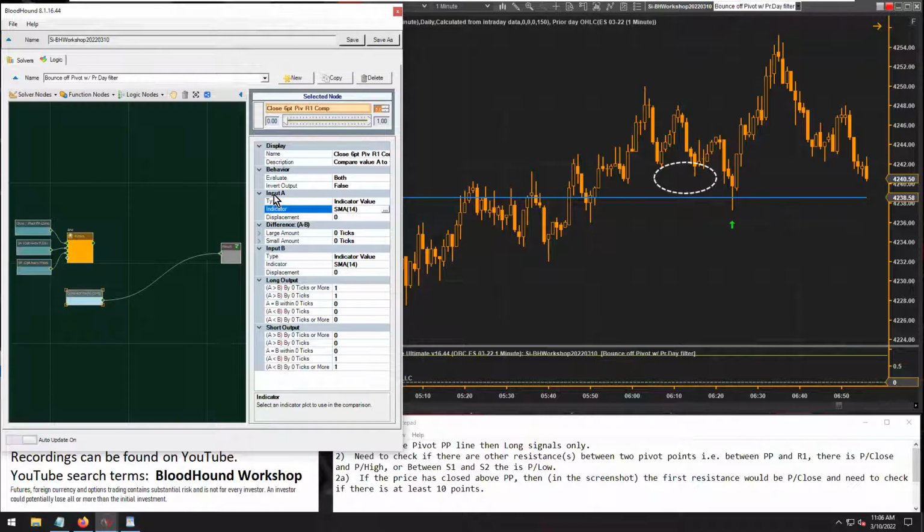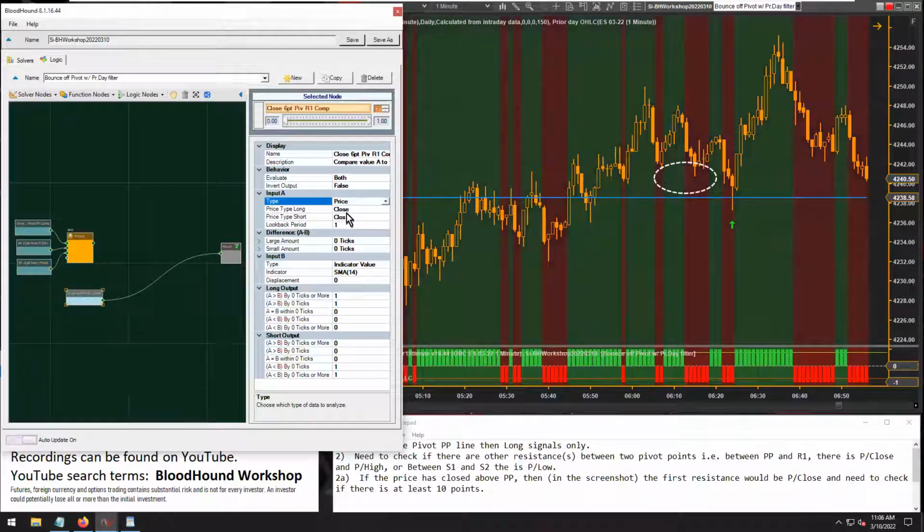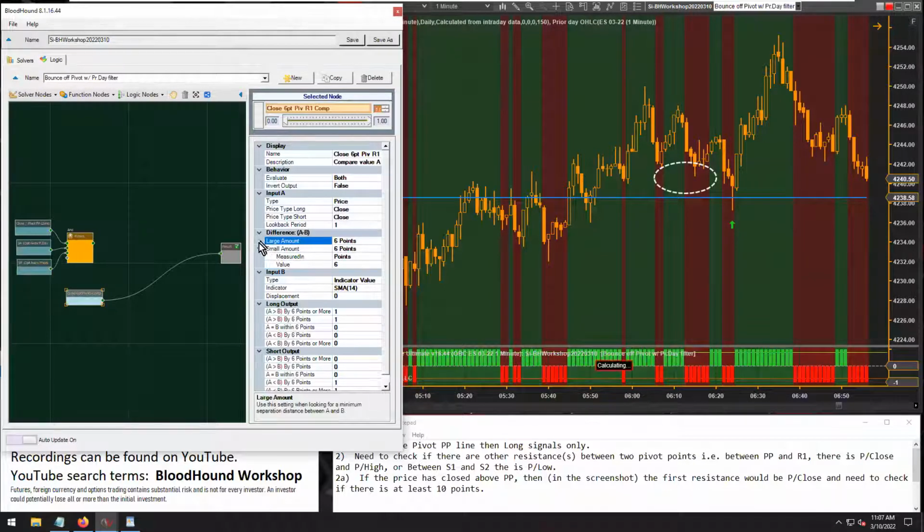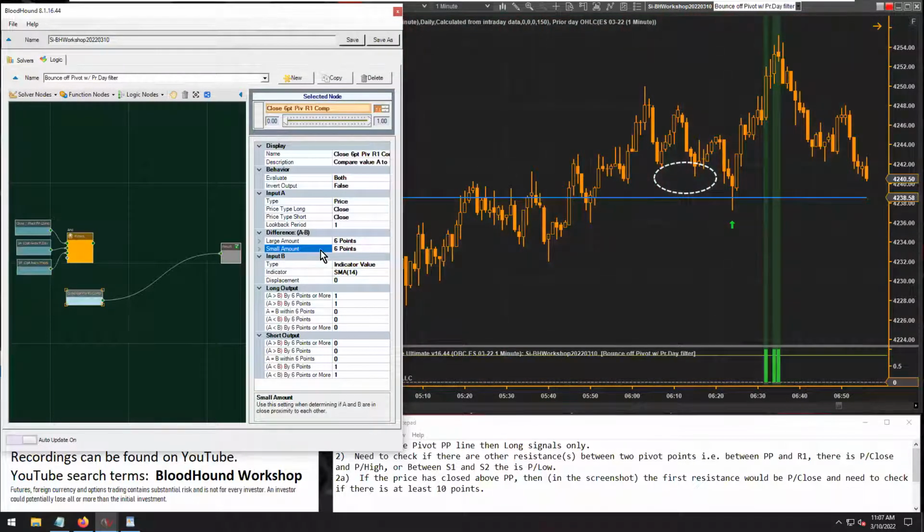All right. So input A, that's going to be the closing price. So we're going to switch our input type to price. And there's the closing price right there. And the distance that we want is 6 points. So we're going to switch from ticks to points. So there we go. Let's put that on points. There we go. And put 6 points in there. All right, so there's our 6 points of separation that we're looking for.